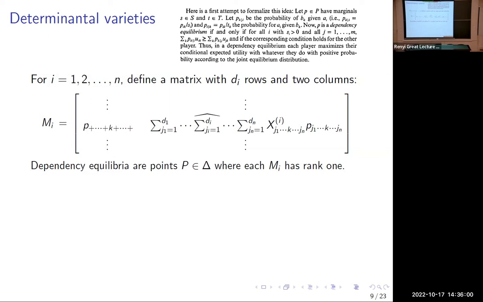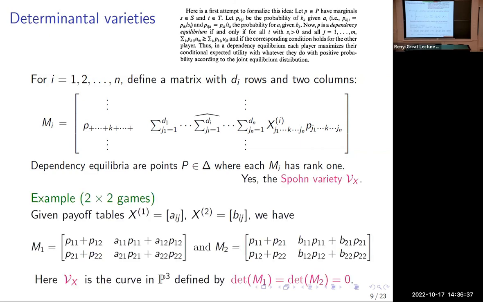And in the second column, I'm going to put the corresponding numerator of the conditional expected payoff, right? So I'm separating the numerator and the denominator. I put the denominators in the first column and the numerators in the second column. I'm going to call this matrix M_i. Well, by definition, dependency equilibria are points where each matrix M_i has rank 1. So the clearing of denominators I alluded to 11 minutes ago says that this tall and skinny matrix is a rank 1 matrix. Let's see an example.